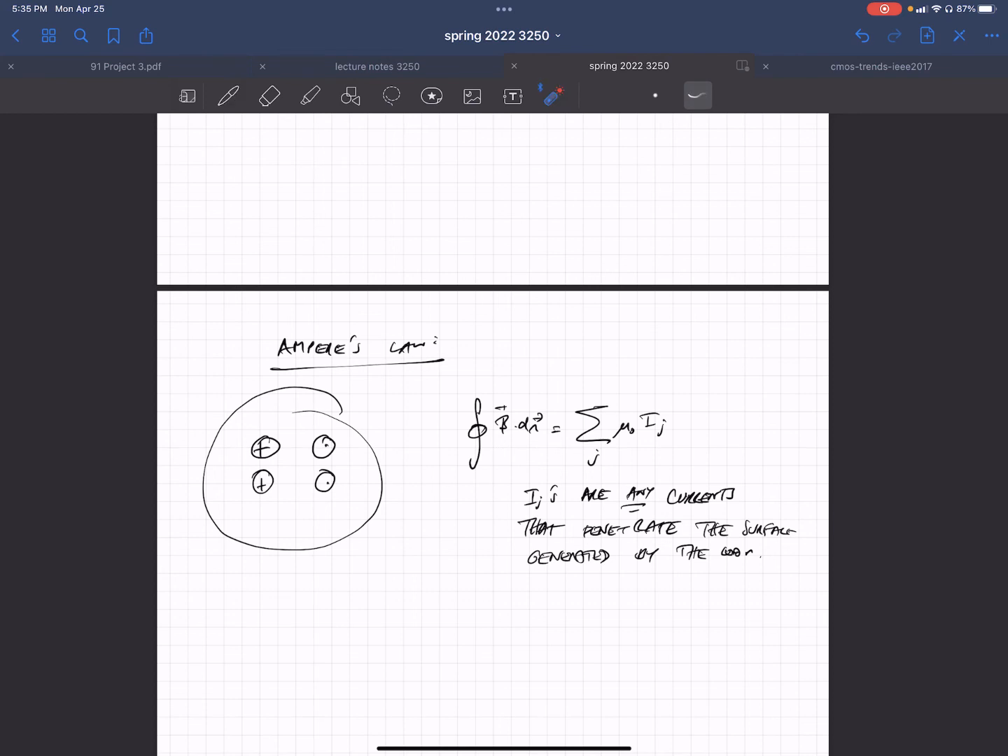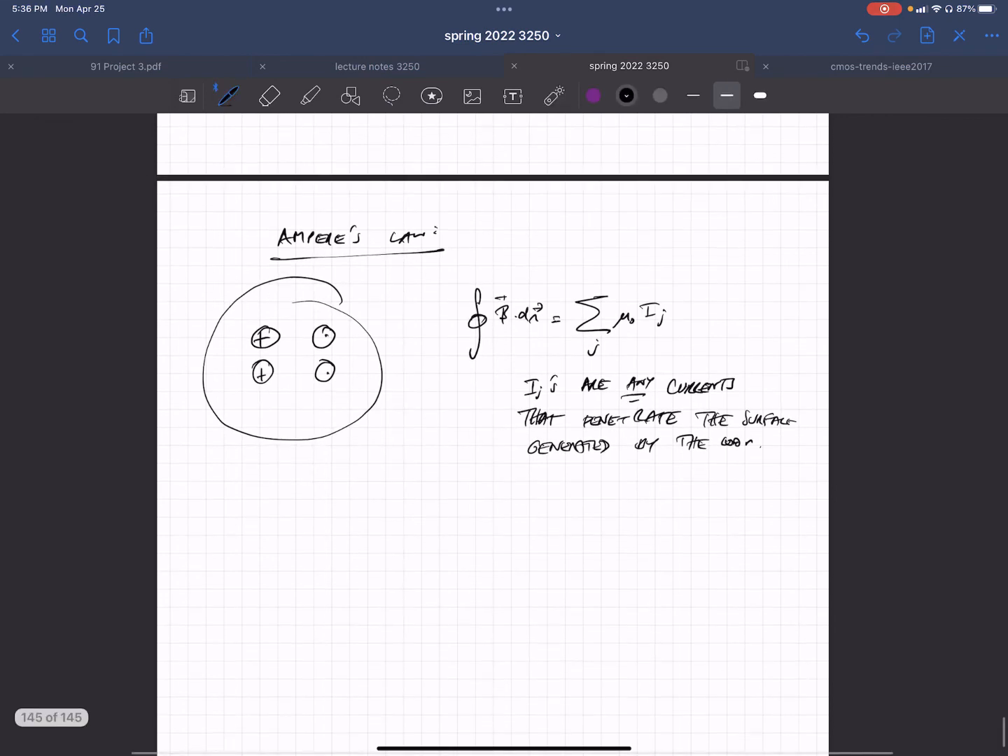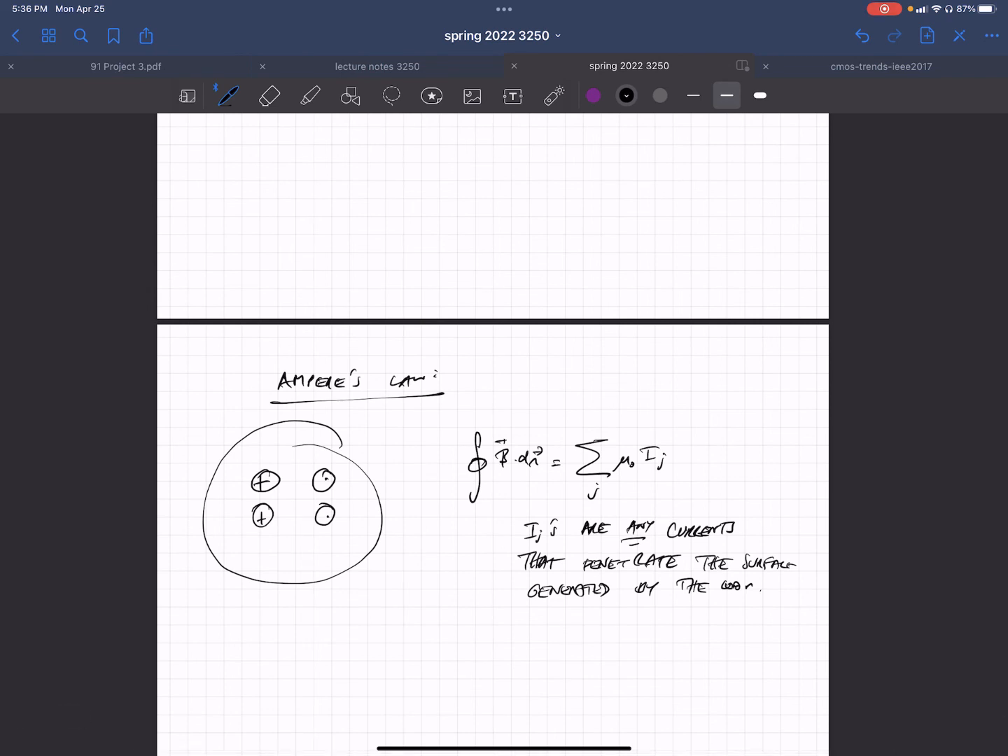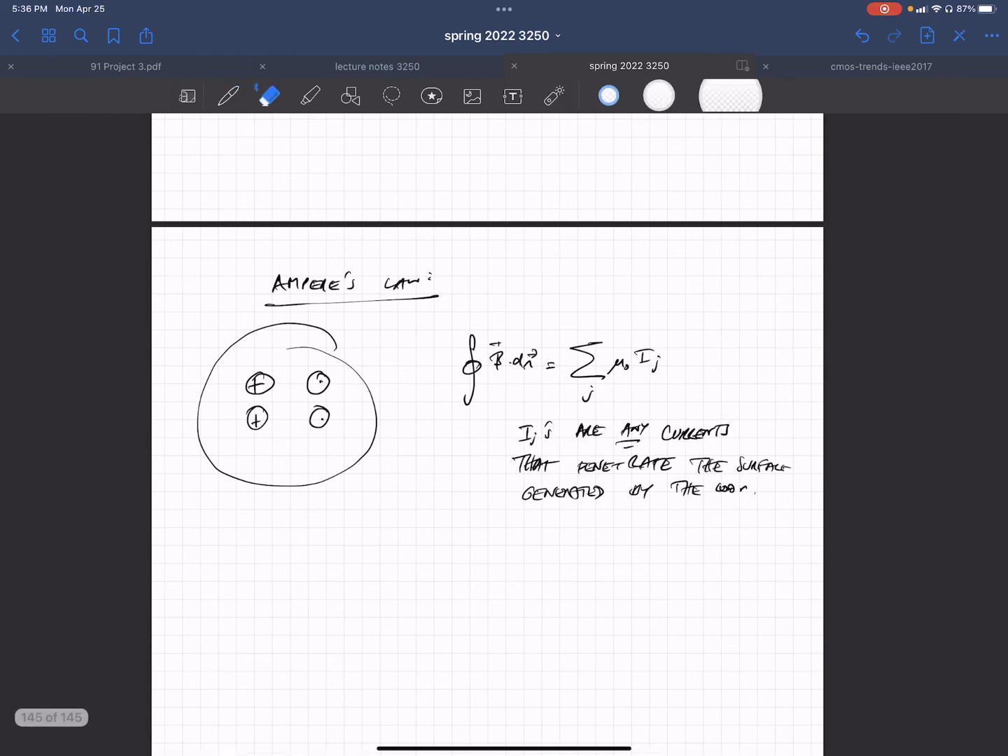What does that mean? It means this loop is defining a surface, and any currents coming and going through it, the sum of all those currents multiplied by mu naught, is equal to B dot dr around the loop. This B is the magnetic field around this loop.